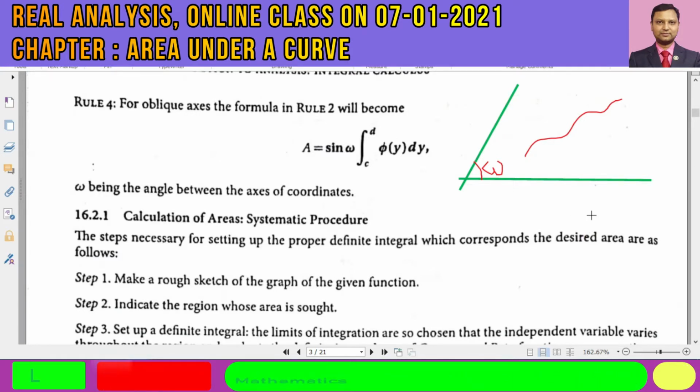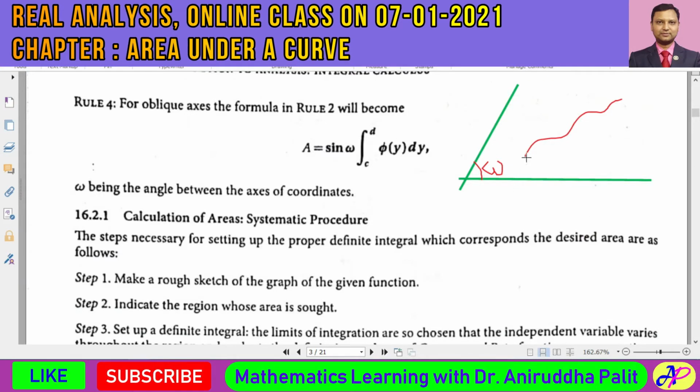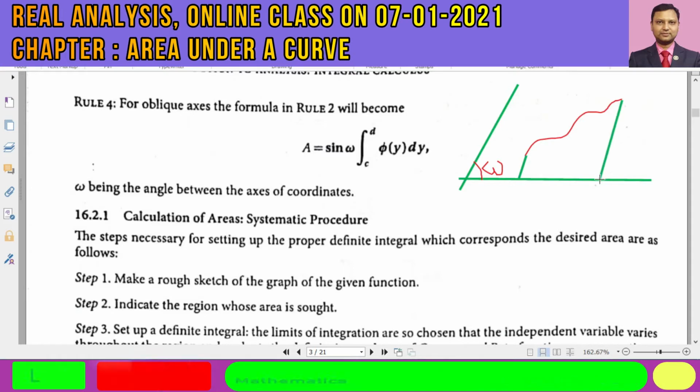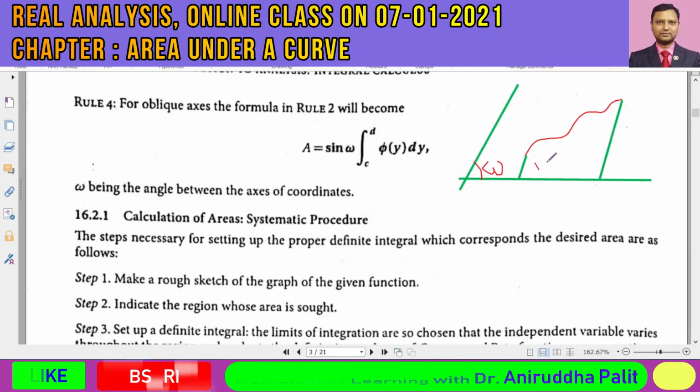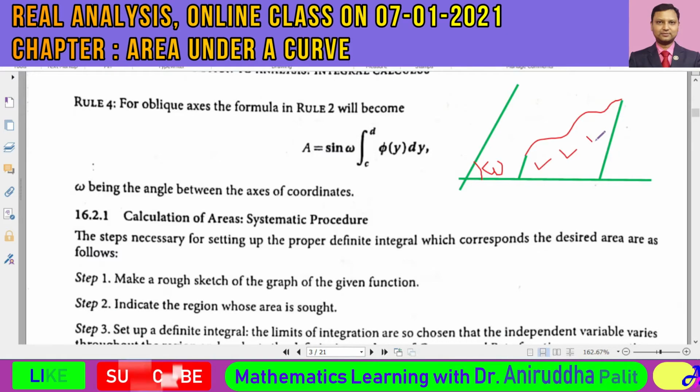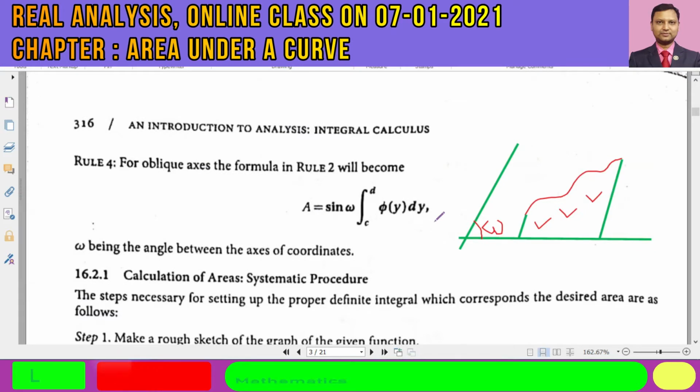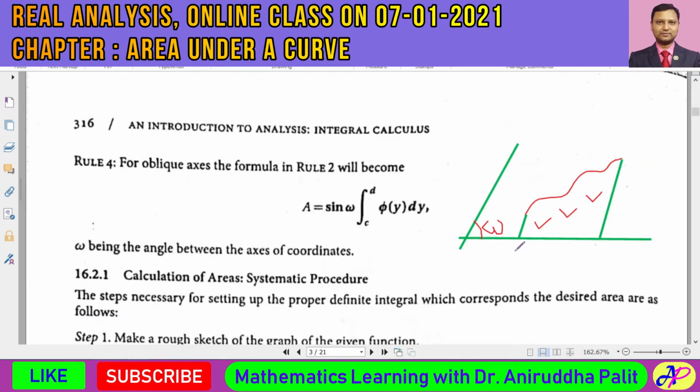Now, suppose we can measure two areas. One is this kind of area bounded by the curve and the axis. This might be one area. And the integral for this area would be, suppose this is the point x is equal to a, and this is the point x is equal to b.